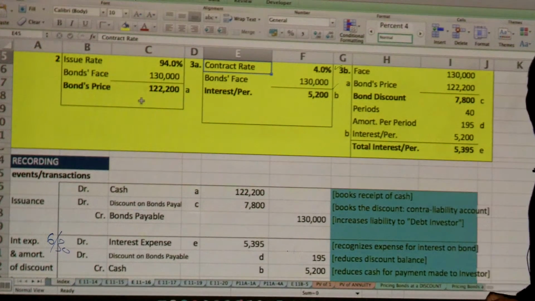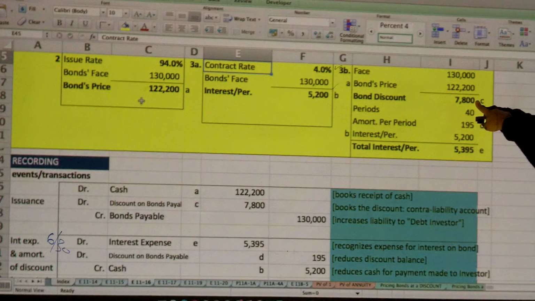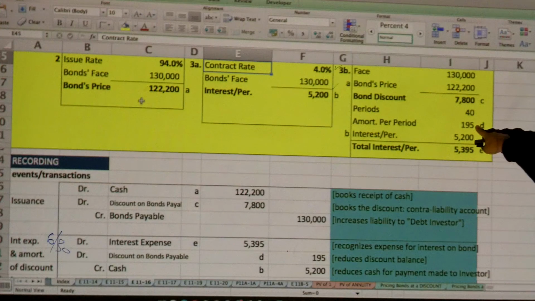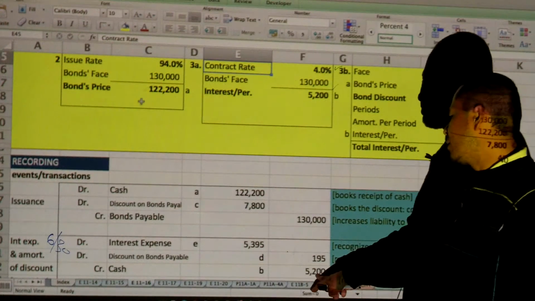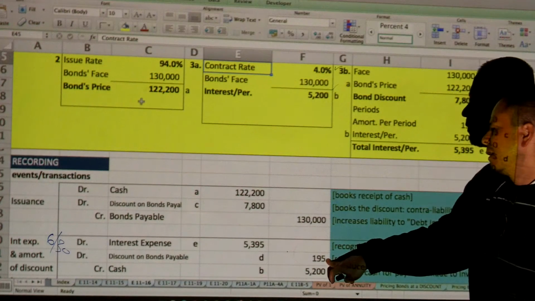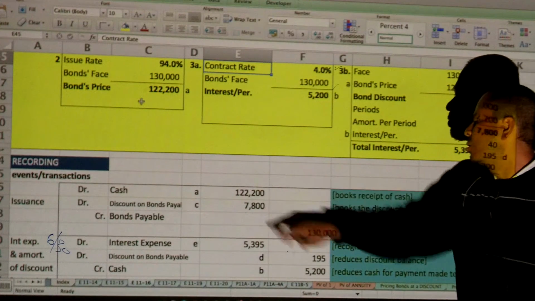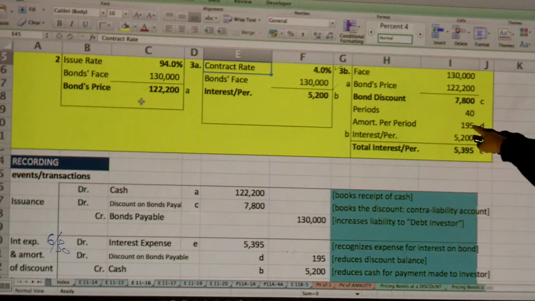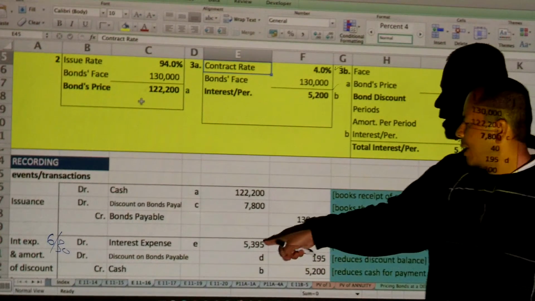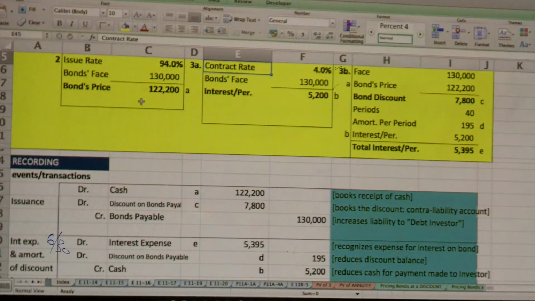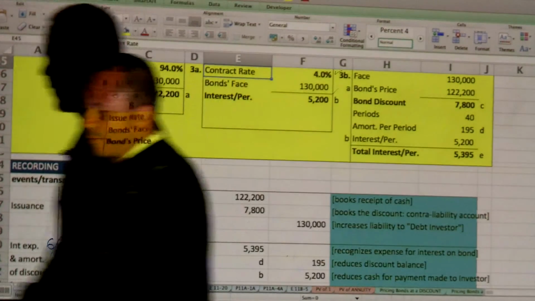So instead, we're simply going to say total discount amount of $7,008 divided by 40. So each 6-month period, we're going to allocate from this amount $195 to our income statement as interest expense, or as additional interest expense. And the way you do it simply is, again, here's the cash payment, $5,002. Here's the amortization of $195 from the initial $7,008, which comes from here again. So together, that would make up the total interest expense on those bonds each period. So $5,395.